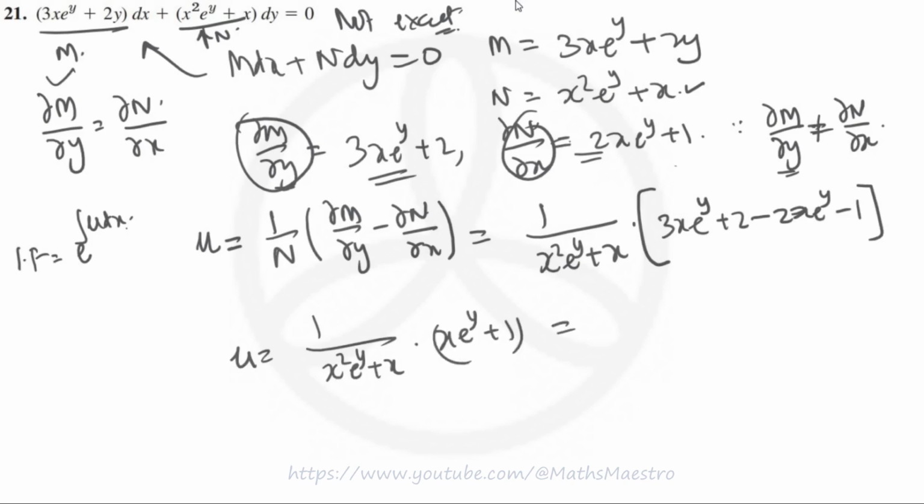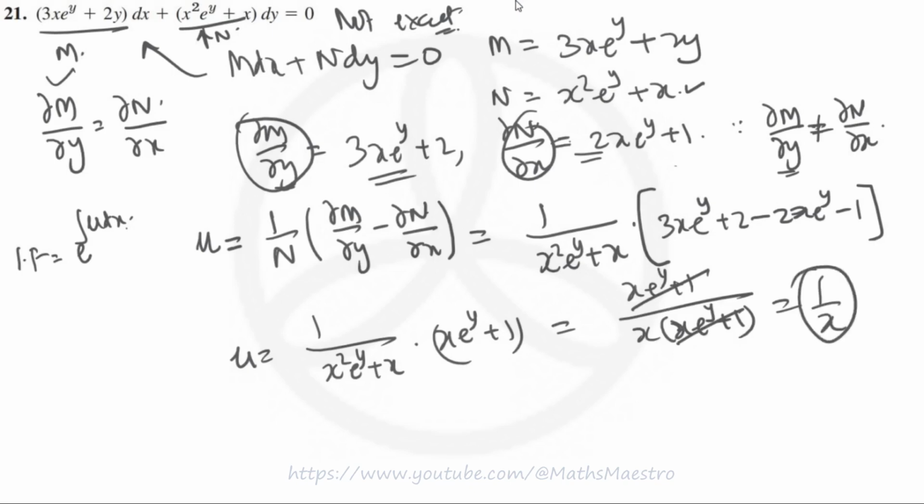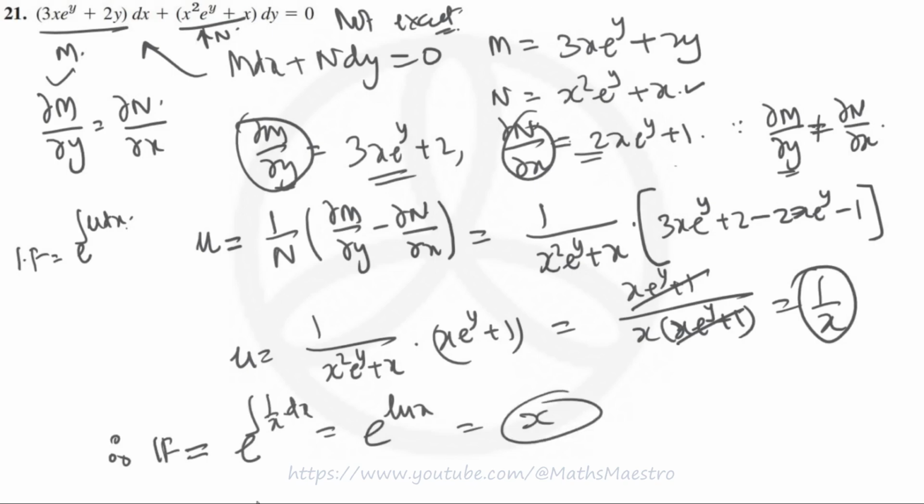Now if we just take x common in the denominator, this and this will go off and we will have 1 by x. Therefore, the integrating factor will be e to the power integral of 1 by x dx, and this will be nothing but e to the power ln x. This will give us x. So we have got a very simple integrating factor for this equation, which is just x.